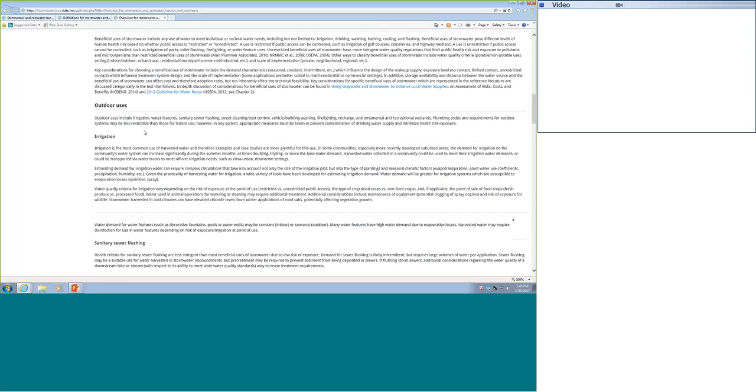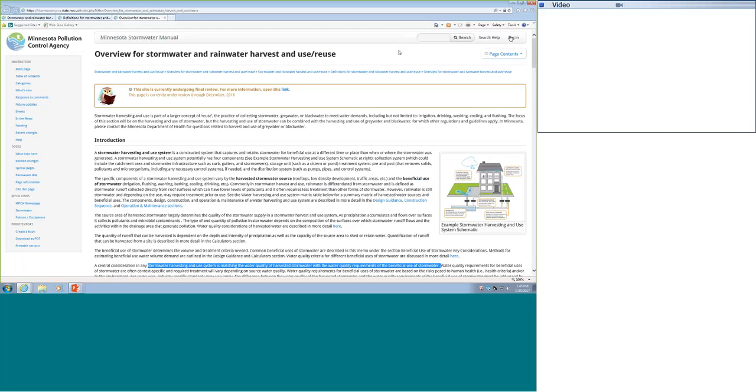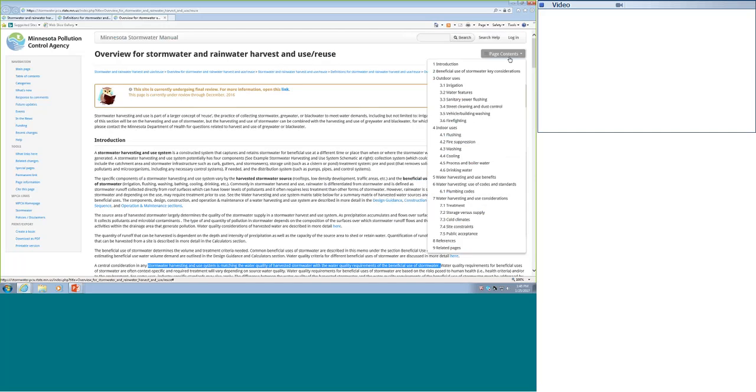All right, so in the manual then, we go through outdoor uses, indoor uses. I want to draw your attention to, I've already forgotten, I made a note for myself. Up in the right-hand corner, there's always a page content, so it goes through the outline of all the different uses. Very helpful.